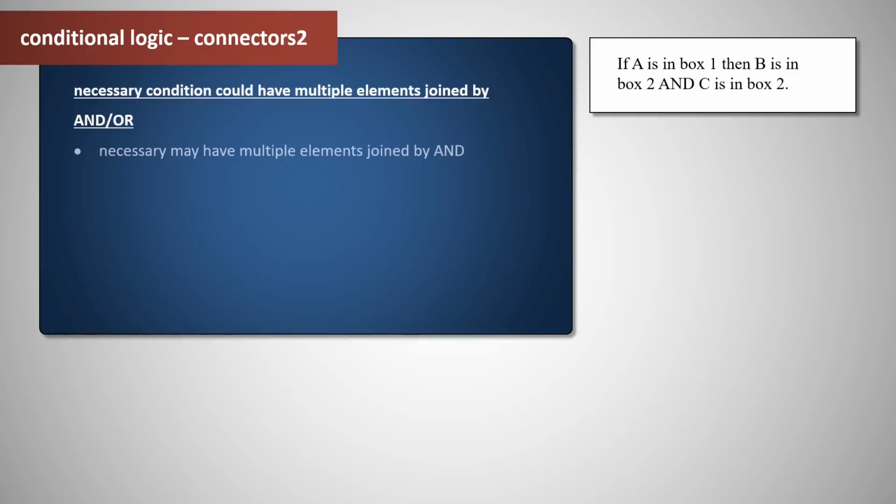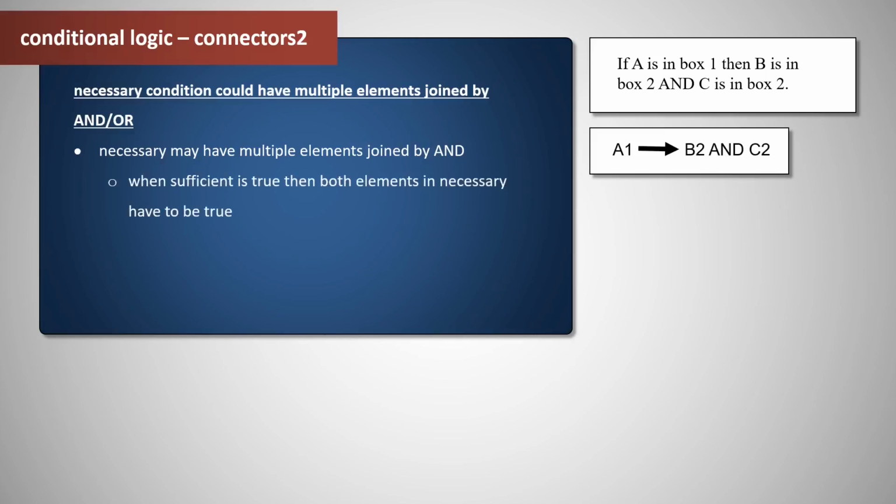Okay. Now, the necessary condition could have multiple elements joined by and. So the necessary may have multiple elements joined by and. So if A is in box 1, then B is in box 2, and C is in box 2. This is a situation where we have multiple elements in the necessary condition. You can think of it as like multiple requirements or multiple consequences. You would diagram it the same way. You would just put A1, arrow B2, and C2.